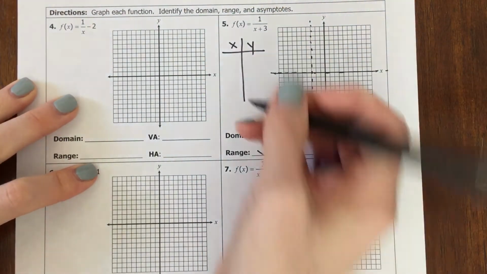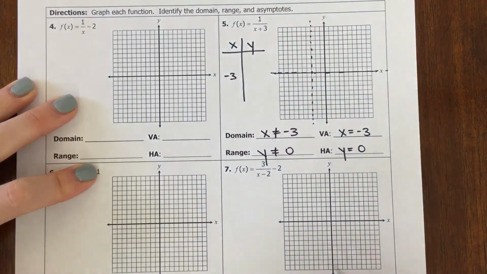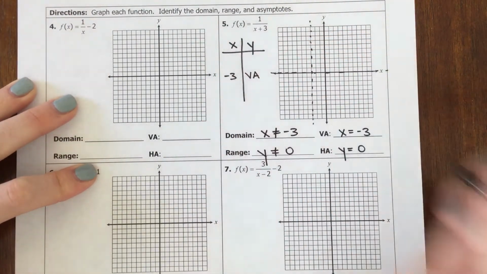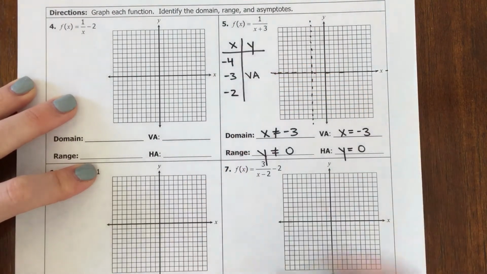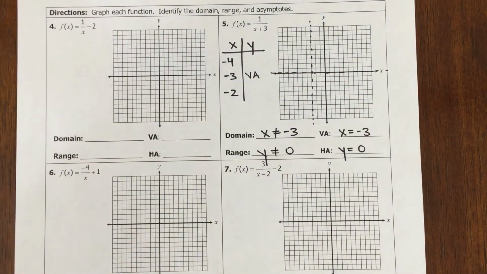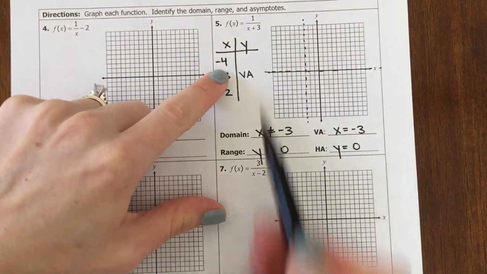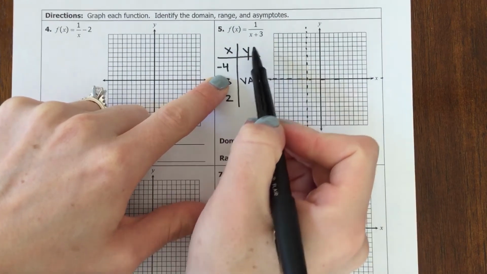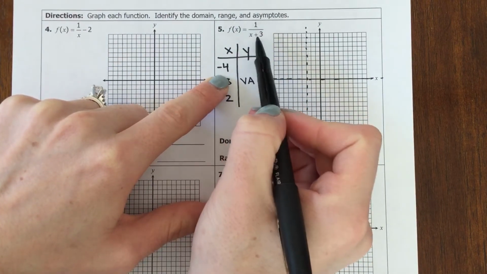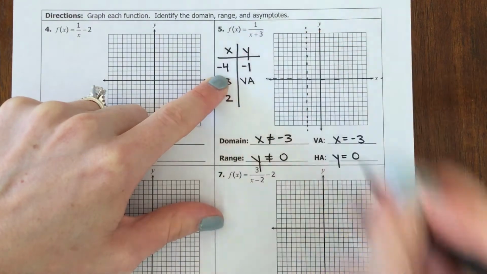We center it at the vertical asymptote, so -3 is where the vertical asymptote is, and we just want to plug in one number before and one number after. And that's it, just to get an idea of is there a flip, is there a stretch, is there a compression? So we're going to plug this -4 in right here for x. -4 plus 3 means my denominator is a -1, and I have 1 over -1, which is -1.